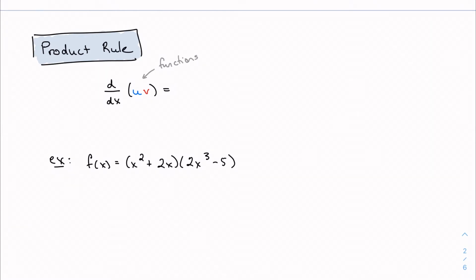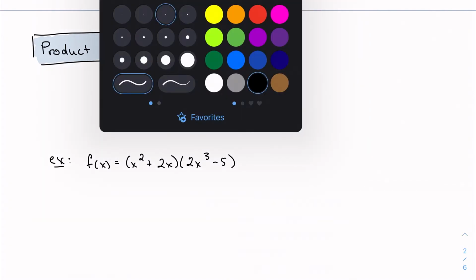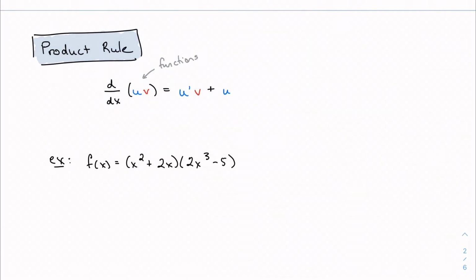And in order to derive this, here's what we're going to do. I'm not going to explain where this comes from for now because it just comes from the limit definition. I'm just going to show you how it works. Basically, everybody gets a turn to be derived. So I'm going to take u prime times v, and then I'm going to take u times v prime, and I'm going to add them together. So everybody gets a turn to have their derivative taken: u prime v, u v prime, or sometimes you hear u prime v and v prime u.